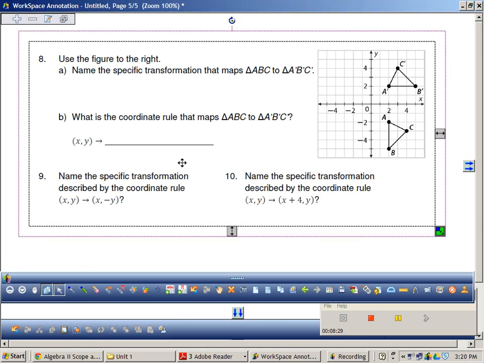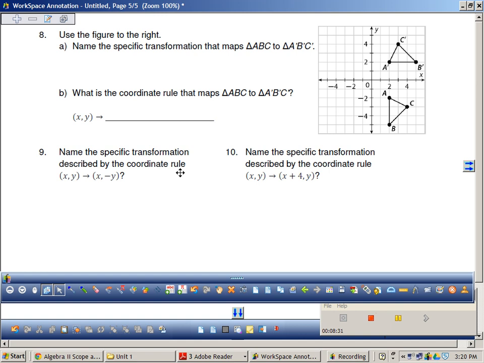I know what I did wrong. Good. That's what I want to hear. Because I forgot to put the degree and counterclockwise and clockwise. But I put rotation.